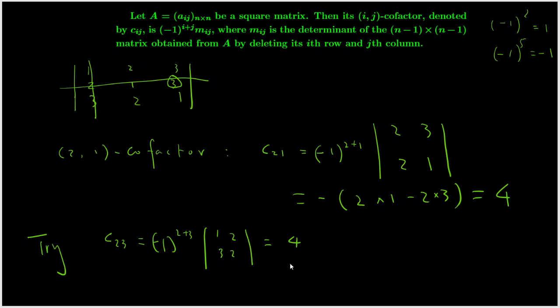The cofactors are the way we use to reduce the size, so that we can define determinants, larger sized determinants, recursively, okay.